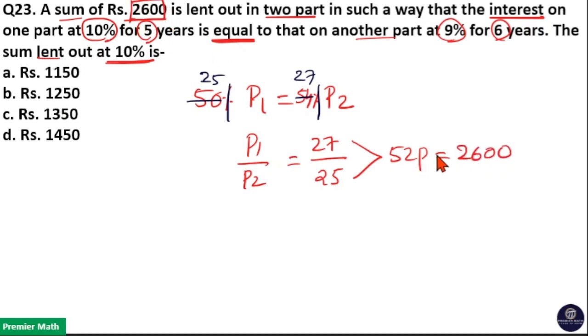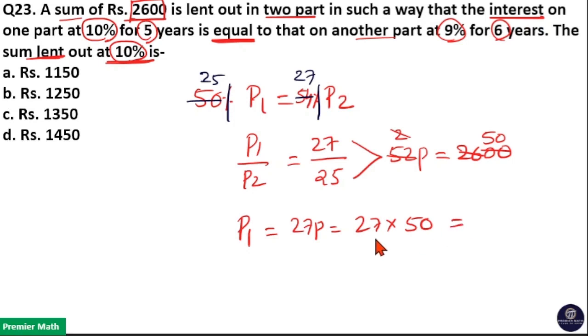Now, 26 goes 2 times in 52, 2 goes 50 times in 100. That is, one part is equal to 50. Here we need to find out the sum lent out at 10%, which is equal to P1. So, P1 is equal to 27 parts, which is equal to 27 into 50. 25 into 5 is equal to 125. 27 into 5 is equal to 135. So, 1350. Option C is your answer.